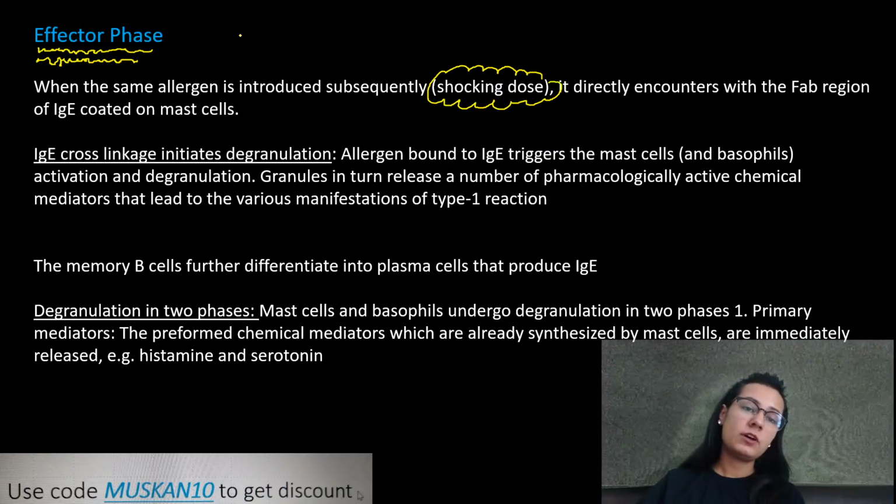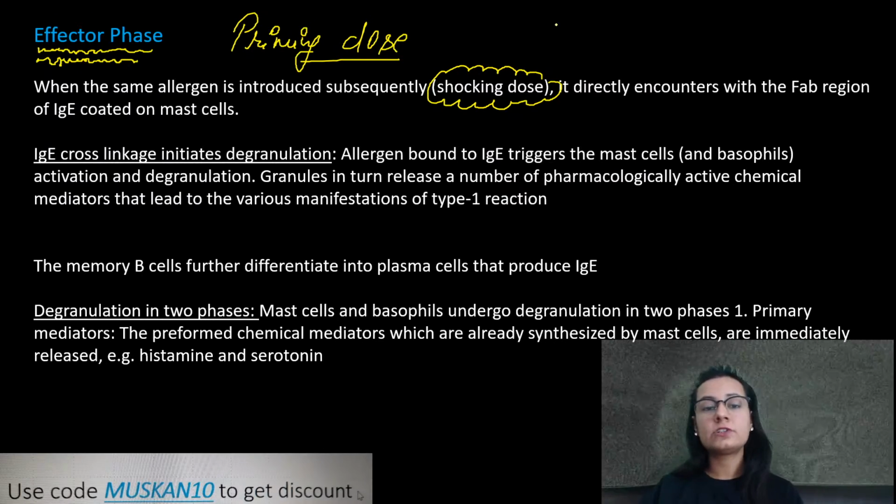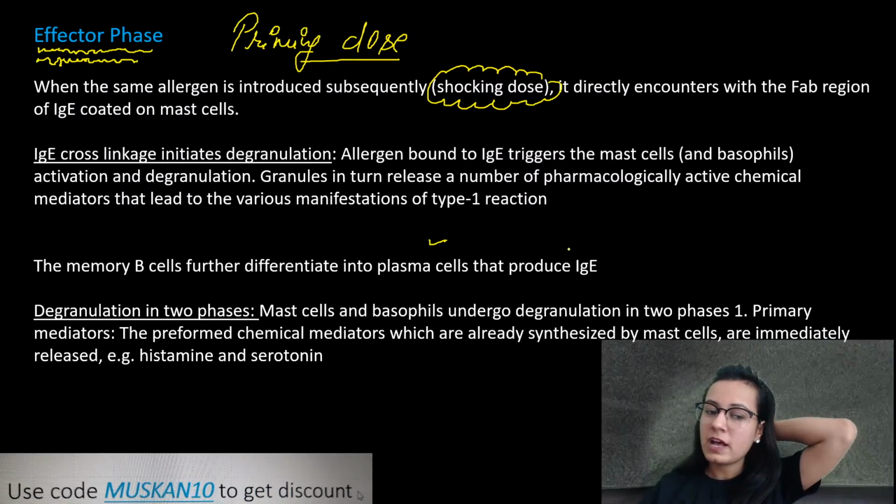So, when the same allergen is introduced again, that is known as the shocking dose. ठीक है, तो पहले तो हमने प्राइमिंग डोज की बात की थी, that was responsible for sensitizing. Now when the secondary dose or the shocking dose is given, it will directly encounter the Fab region that is already coated with the IgE, and cross linkage initiates the degranulation, triggering the mast cell and releasing the granules, and the memory cells further differentiate into the plasma cells that produce the IgE.